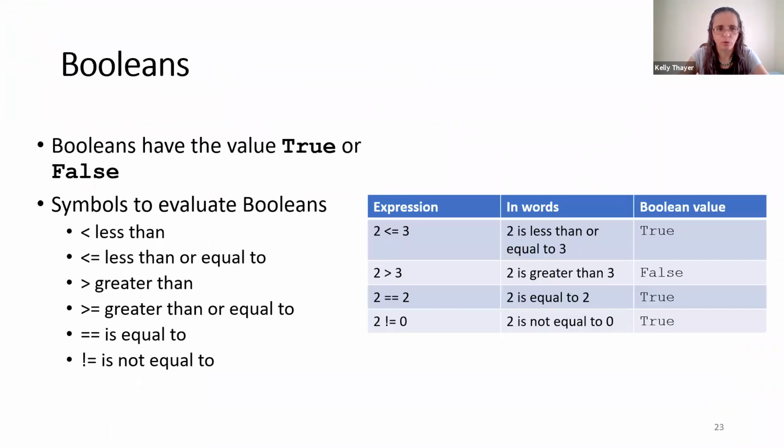All right, so we also have Booleans. Booleans have the value true or false, and the symbols to evaluate Booleans are summarized here for you. Here are some examples of expressions, and you can convert those into words and then evaluate them to true and false. So 2 is less than or equal to 3, which of course is a true statement. In this expression, the exclamation point means not, so 2 is not equal to 0 is also a true statement. Again, remember the double equals is to compare: we're asking the question, is 2 equal to 2? And the answer is yes.